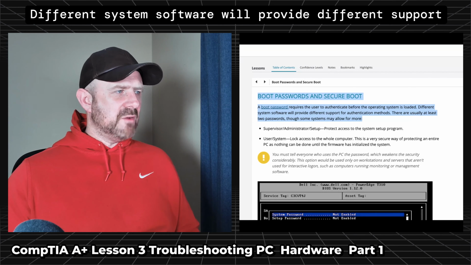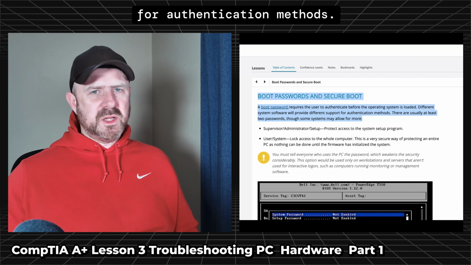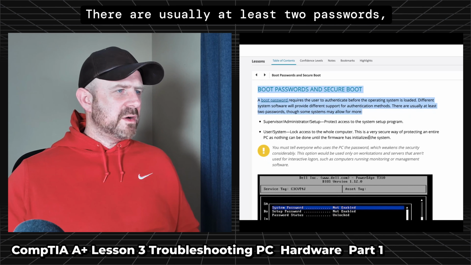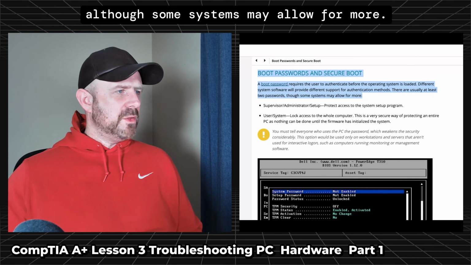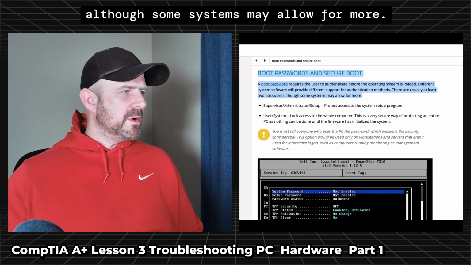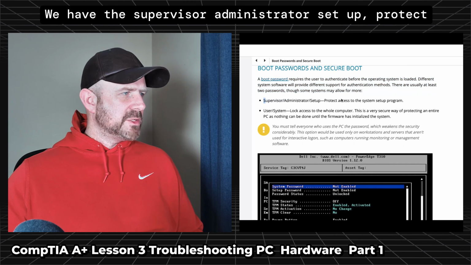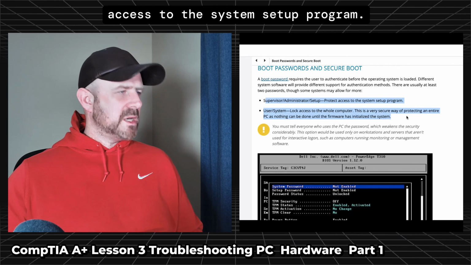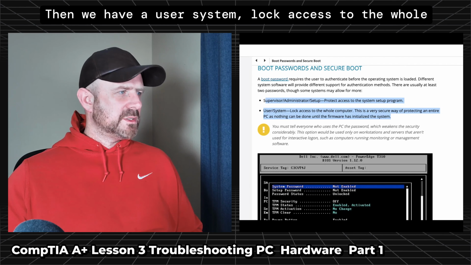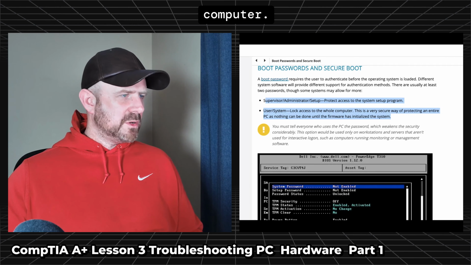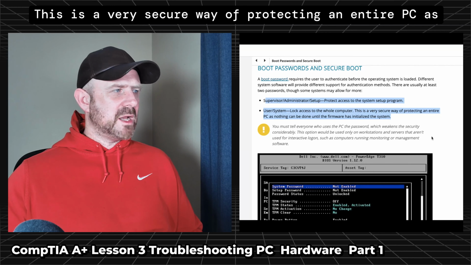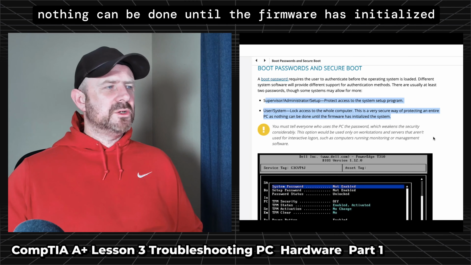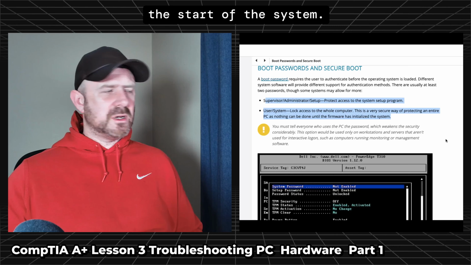Different system software will provide different support for authentication methods. There are usually at least 2 passwords, although some systems may allow for more. We have the supervisor or administrator password, which protects access to the system setup program. Then we have a user or system password, which locks access to the whole computer. This is a very secure way of protecting an entire PC, as nothing can be done until the firmware has initialized the start of the system.